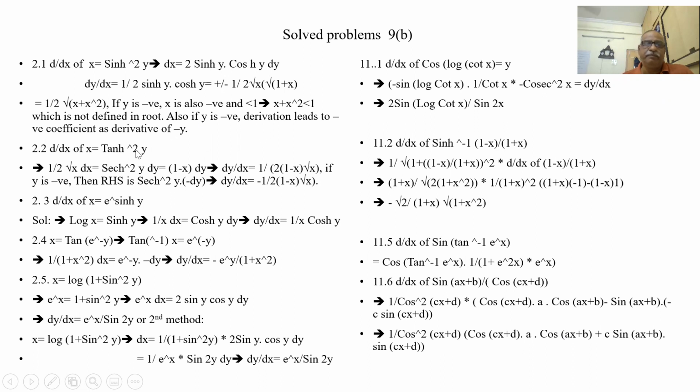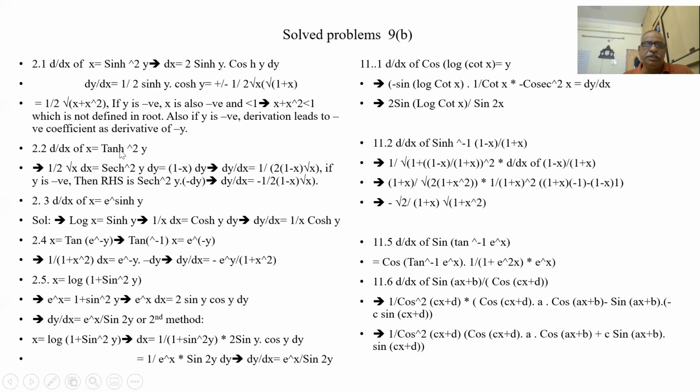Okay. Anyway. So what is tanh square y divided by dx? 2 tanh y into sech square y. So tanh y is root x, and sech square y is 1 minus x. So this is 1 by 2 root x dx. Tanh y is root x. So 1 by 2 root x dx is equal to sech square y dy.